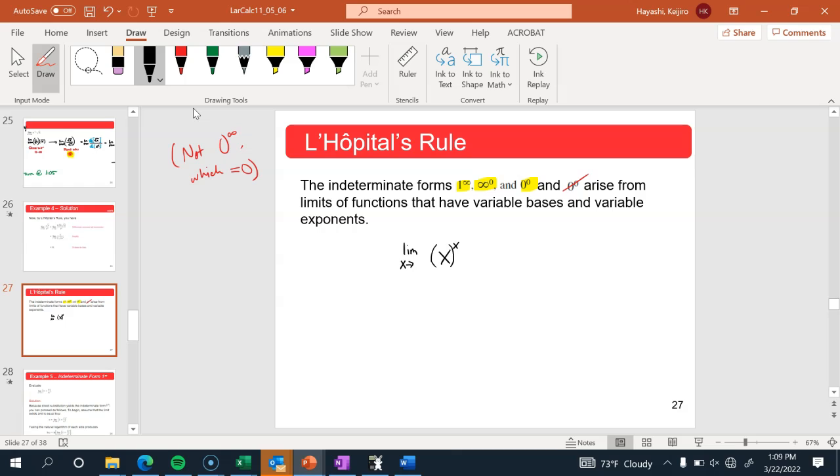So, for example, the limit as x goes to 0 of x to the power of x would go to one of these indeterminate forms. Whenever you have a variable base to a variable power, that's when this happens.